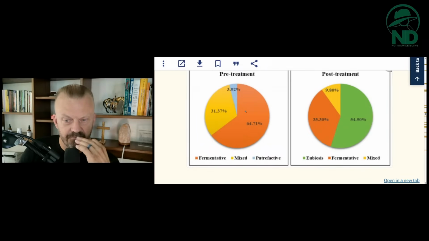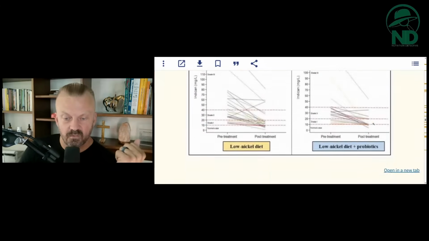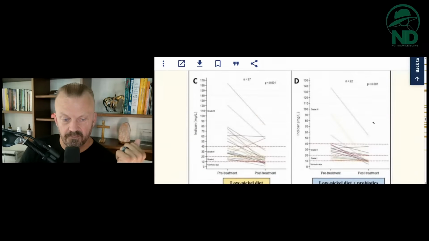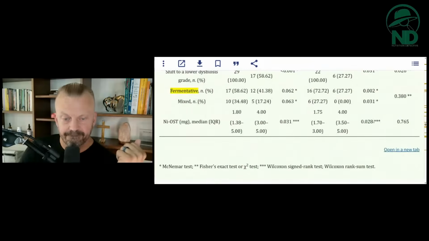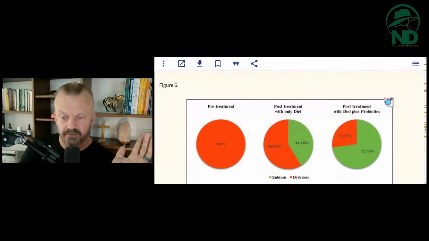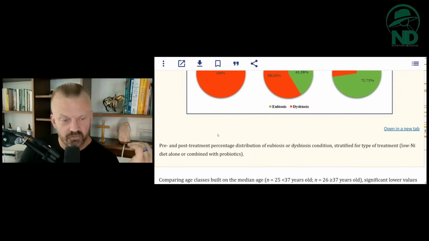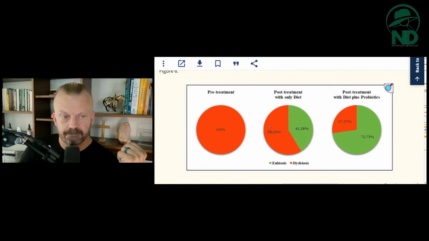So pre-treatment, mostly fermentative, some mixed and some putrefactive. Post-treatment, after they gave the lactobacillus people lactobacillus, or the fermentative they gave. Let me find the other one. What they're just going to show is that the people who took the probiotics did better. Yeah, here we go. So this is pre and post-treatment percentage distribution of eubiosis as in a good gut biome or dysbiosis condition stratified for type of treatment. Okay.